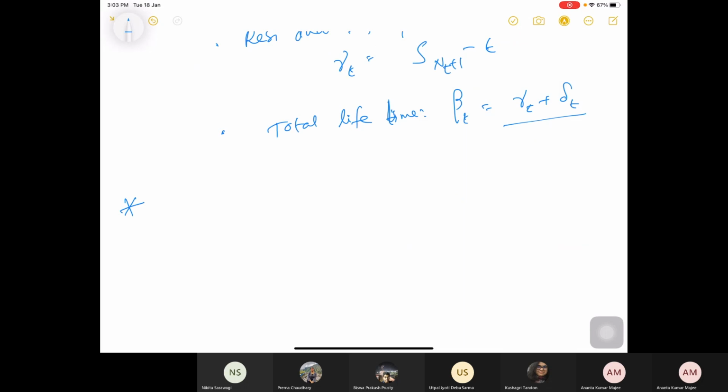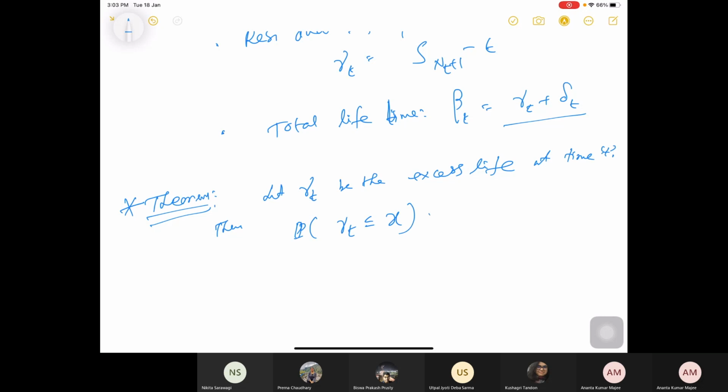So let us first consider the residual lifetime. As a theorem, I write down what it says. Let gamma(t) be the residual life or the excess life at time t. Then the probability distribution, that is the probability that gamma(t) is less than or equal to x, is given by F(t plus x) minus the integral from 0 to t of 1 minus F(t plus x minus y), whole of dm(y).